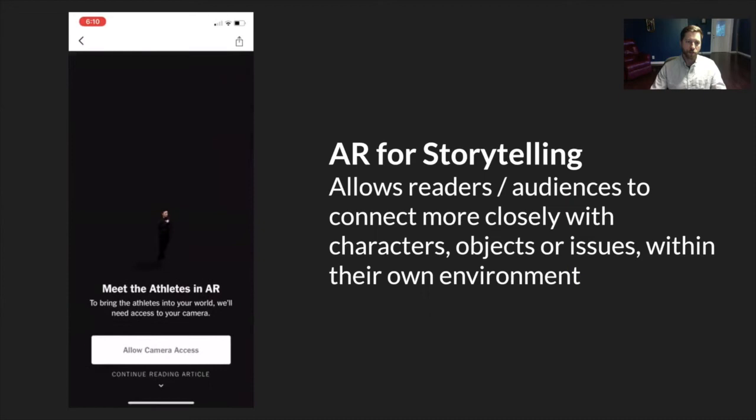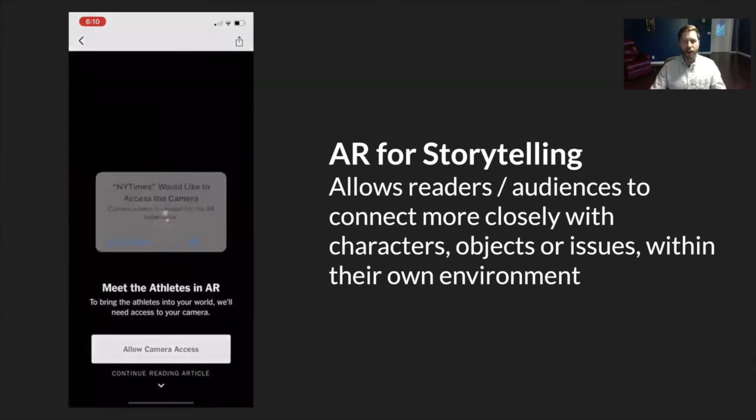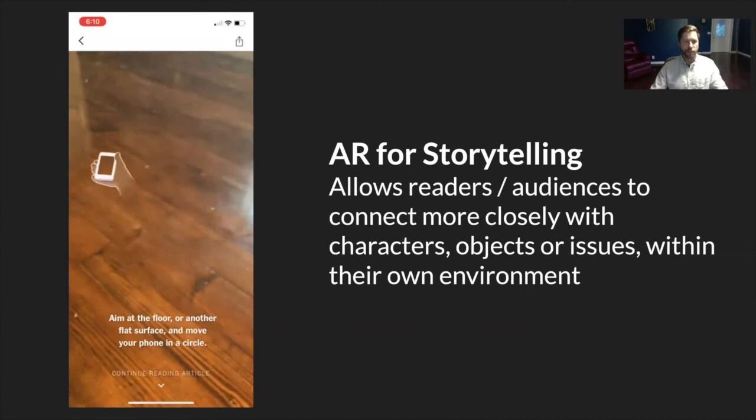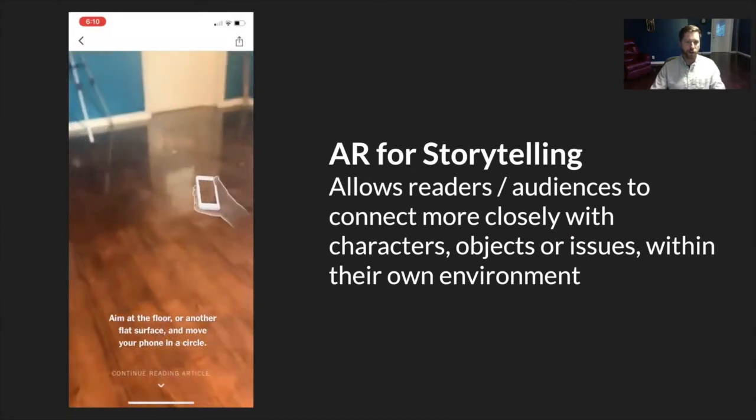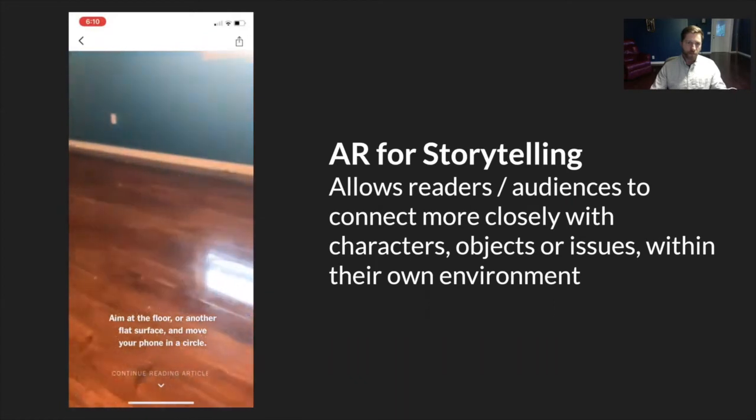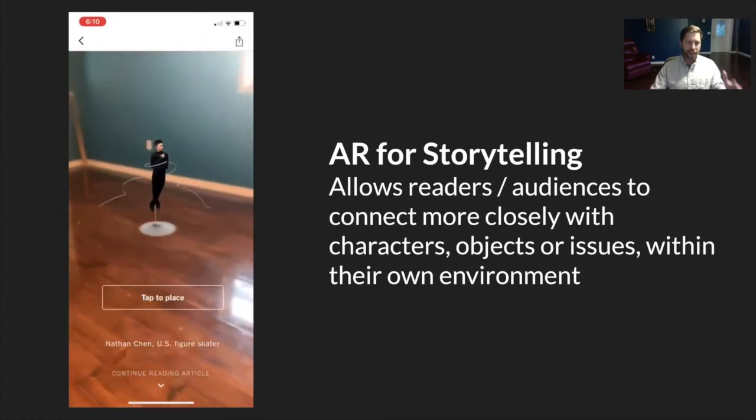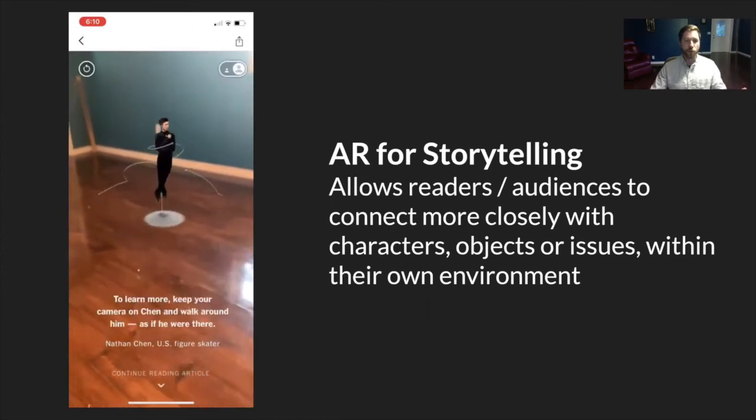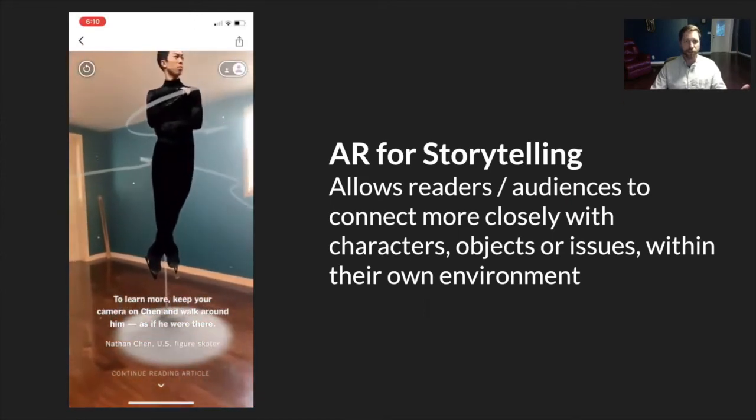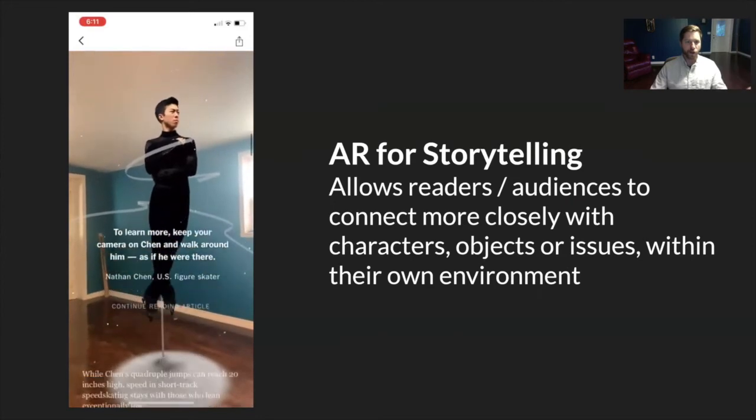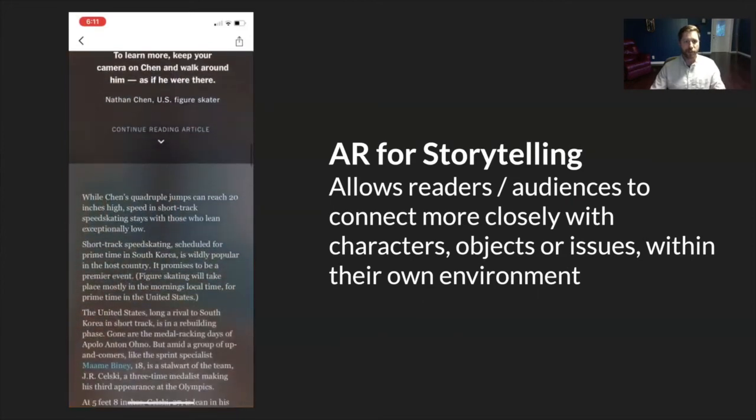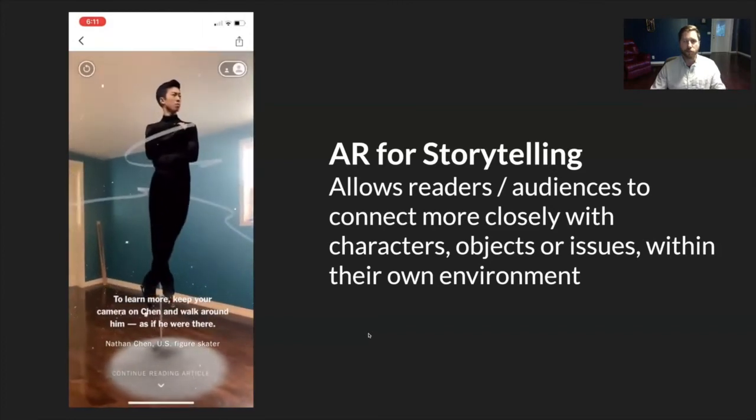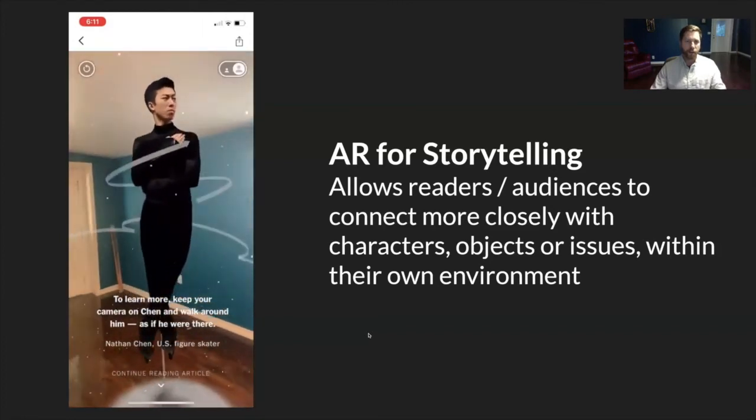In the middle of the story, you can allow it to have camera access to your phone, and then it will detect, as you can see, it'll aim at the floor or another flat surface, and you can see that the skater, Nathan Chen, can be placed within your world, in your own living room, and you can kind of walk around him and walk around the experience. And this allows you to not just read a story, but also immerse yourself in an augmented reality form.